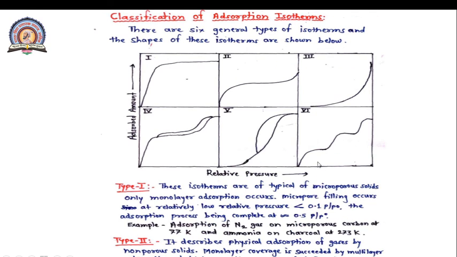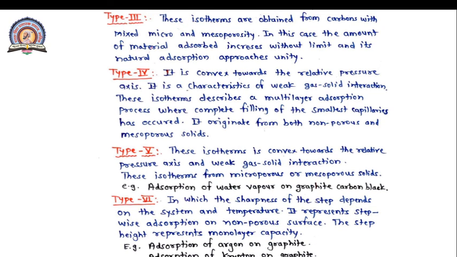Here is the stepwise adsorption, see this graph, the adsorbed amount versus relative pressure. This is stepwise adsorption, which means the sharpness of the step depends on the system and temperature. See, this is the first step, then the second, and so on. This is type 6. It represents stepwise adsorption on a non-porous surface. The step height represents monolayer capacity.